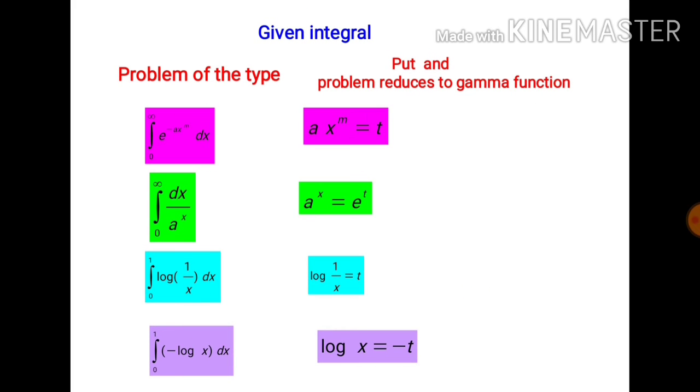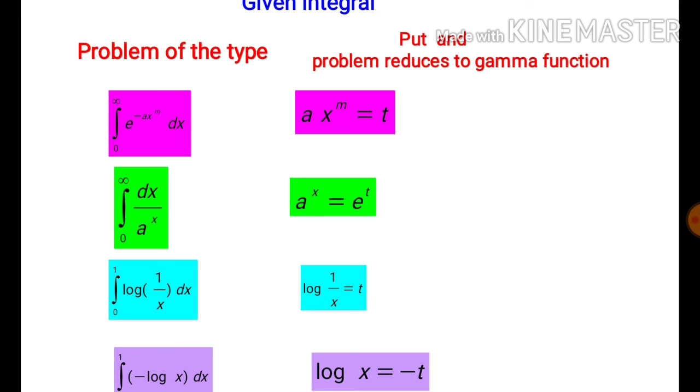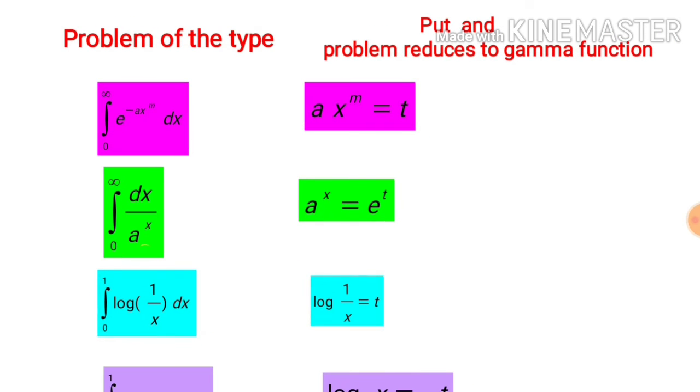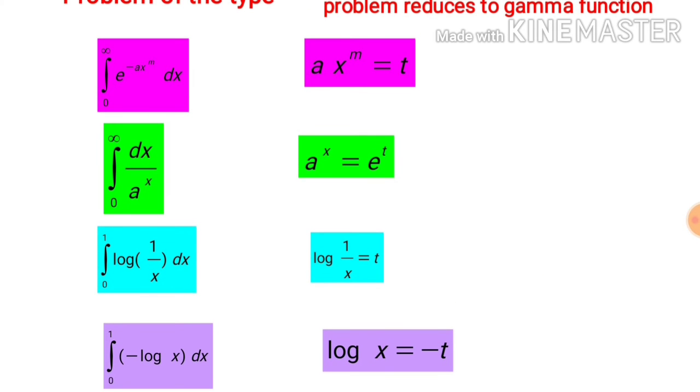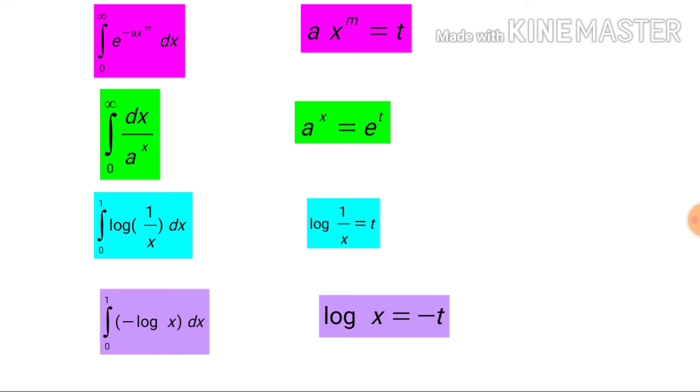For e raised to power minus ax square, or e raised to power minus ax raised to m, the power of e, ax raised to power m, is equal to t. And suppose the problem is of the type dx upon a raised to x, then a raised to x is equal to e raised to t log of 1 by x dx, then log 1 by x is equal to t. For the integral 0 to 1 of minus log x dx, log x is equal to minus t.